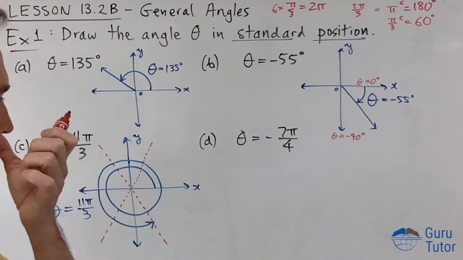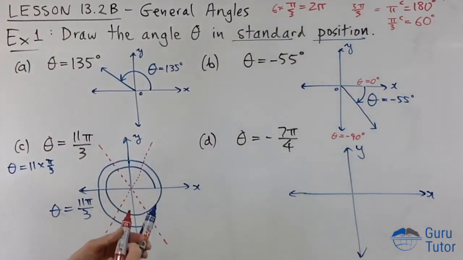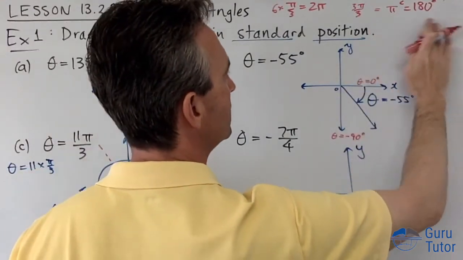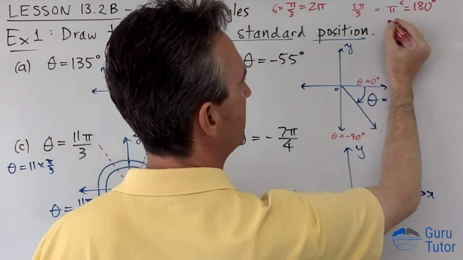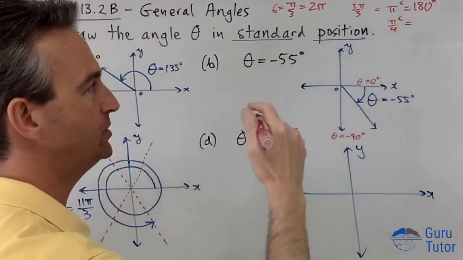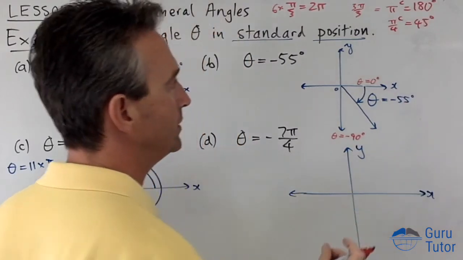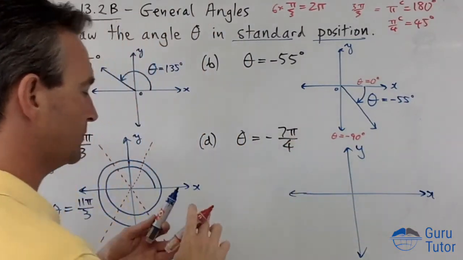7 pi over 4. So here we're going to think multiples of pi over 4. Pi over 4. So pi over 3 is 60. What's pi over 4? Divide both sides by 4. Pi over 4 is, so divide that by 2, we get 90. Divided by 2 again, 45 degrees. So pi over 4 is 45 degrees. So we're thinking multiples of 45 degrees.